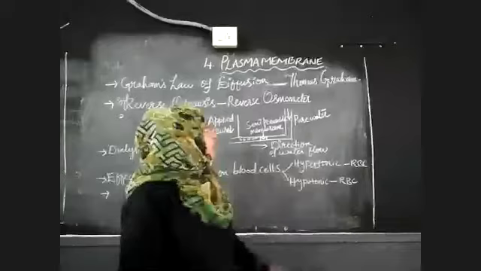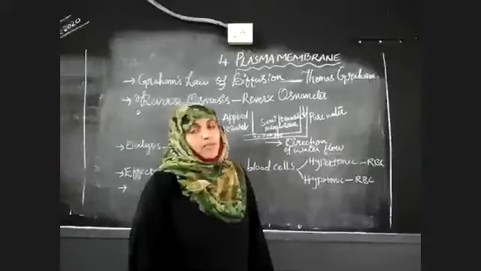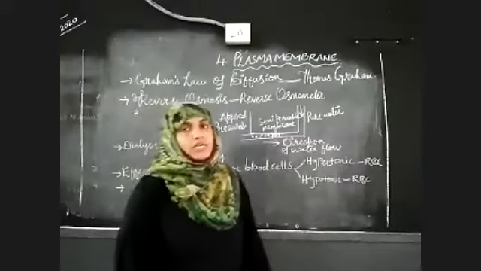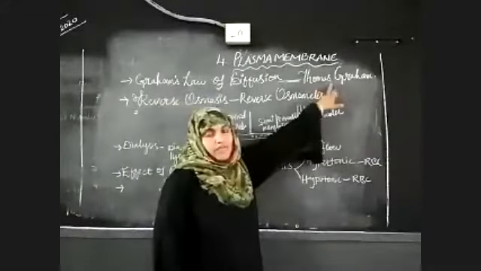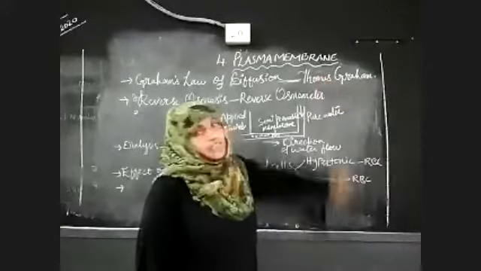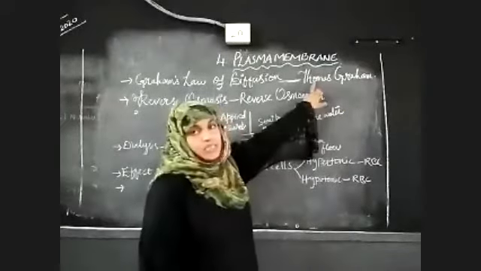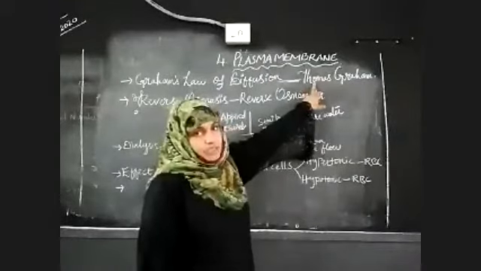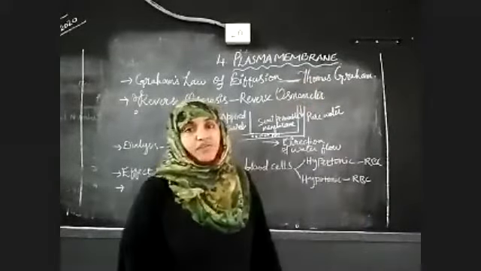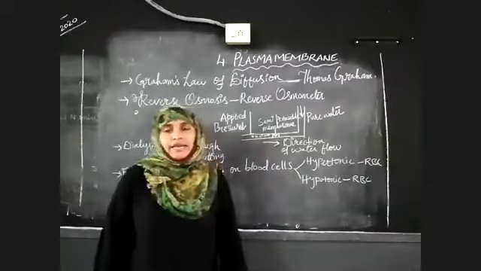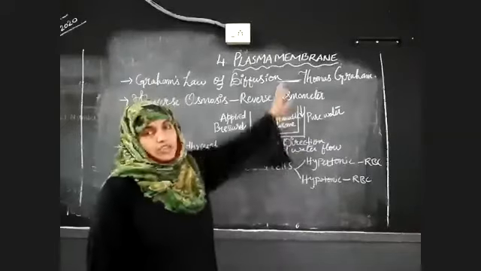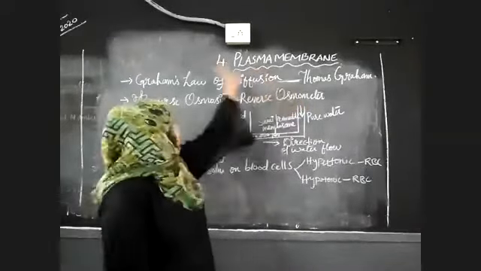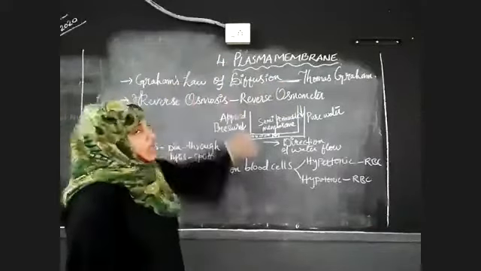Diffusion, as I already told you, is the movement until concentrations become equal. That was explained by Thomas Graham, a Scottish physicist and chemist. He explained the diffusion of different gases, and he said that more soluble substances diffuse faster than less soluble ones. He called that Graham's law of diffusion.